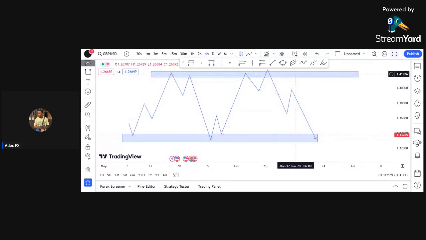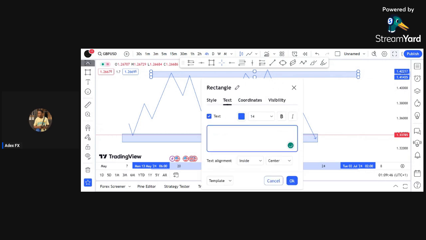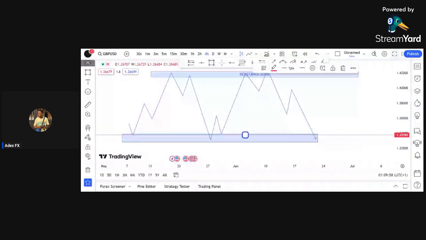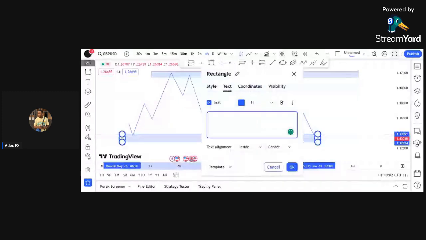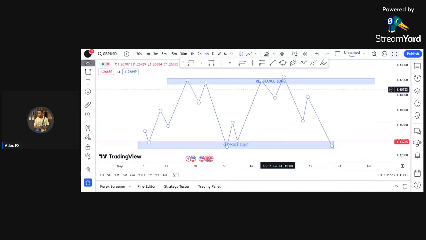Okay, let me just put first the resistance zone. Why this becomes the resistance and the support zone. The support zone. So you now know the difference between the resistance and the support zone. So these are what we call the resistance and the support zone.